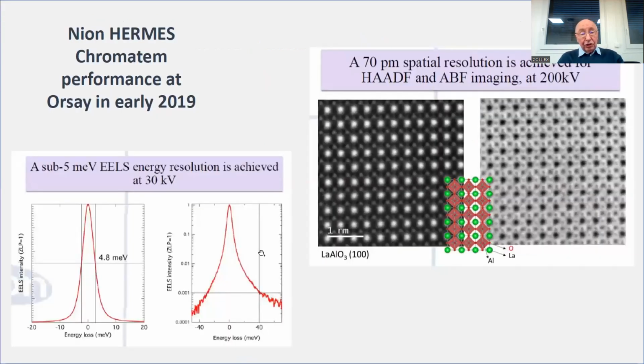Because energy resolution, if you look at the zero loss peak there, you can have a width at half maximum of 5 millivolts. And it is very important because if you look at the whole dynamical scale from the center to the tail, you see that at one thousandth of the maximum there, you have only 80 millivolts. So you can look very comfortably at fine structures on the tail in this range of energy. And you also have a very good spatial resolution, as it is seen with a 70 picometer spatial resolution.